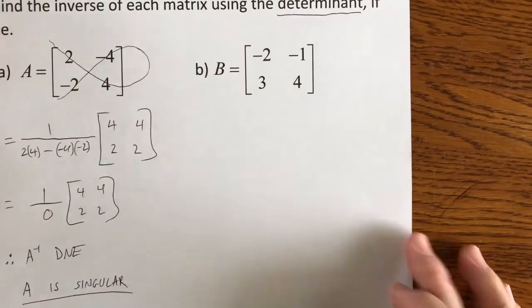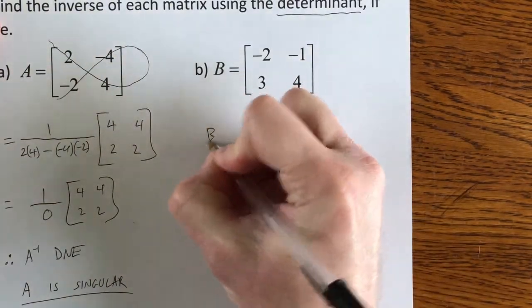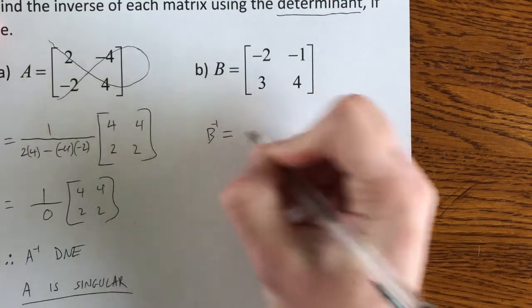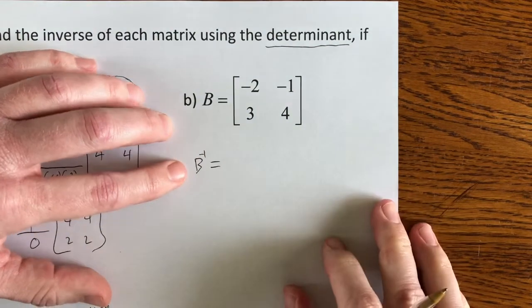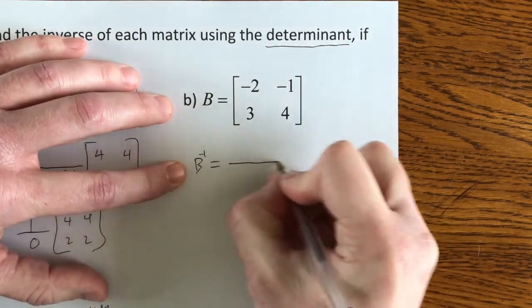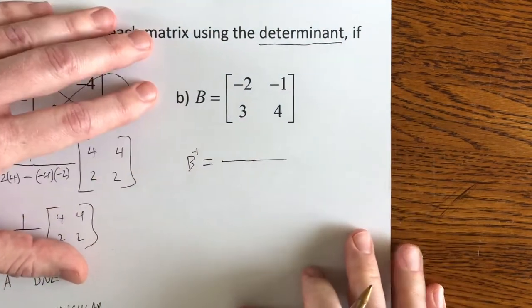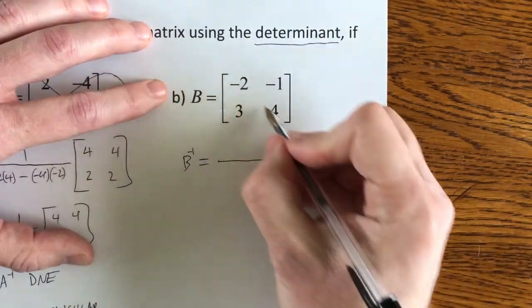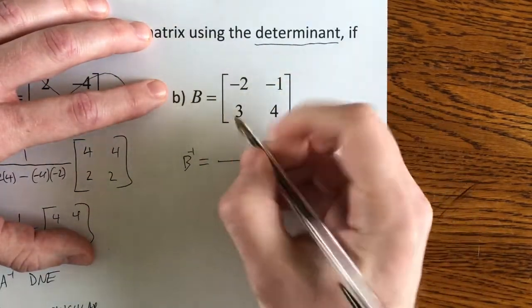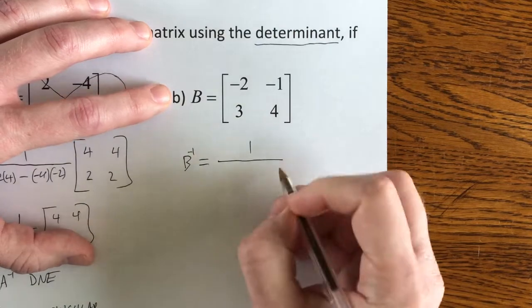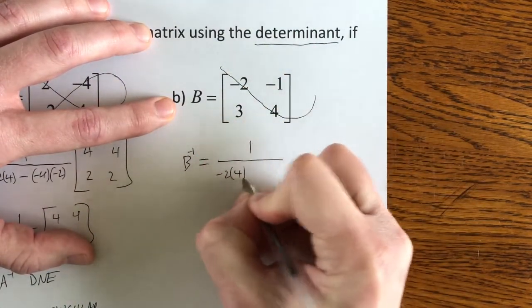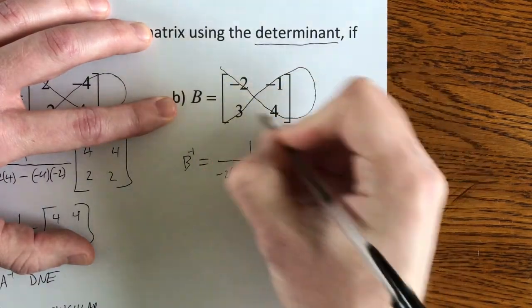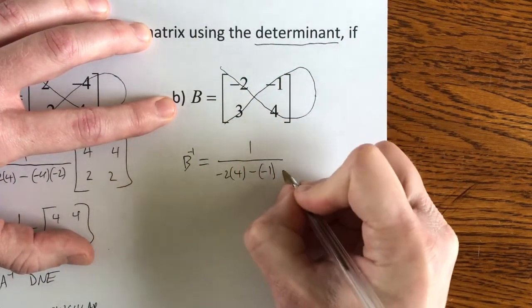Let's do letter B. So, if the inverse of matrix B exists, and we have to use the determinant to figure it out, then we would show this work. Again, the work is important here. So again, I'm going to use my ribbon or Jesus fish here to come up with the determinant in the denominator. So it's going to be -2 times 4 minus what? -1 times 3.